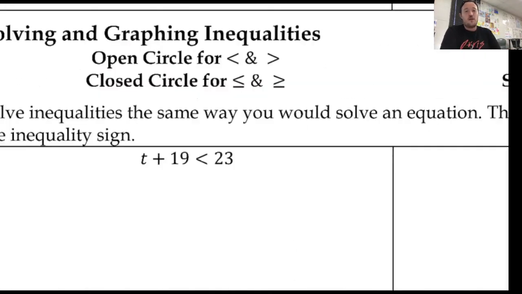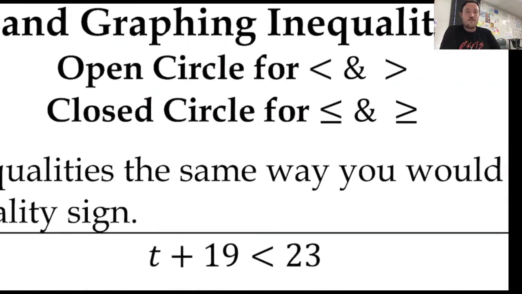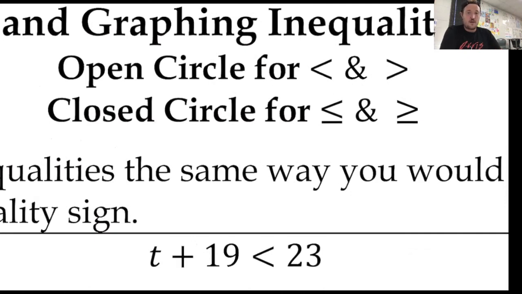So looking here, we have 4 different types of inequalities. Less than, greater than, less than or equal to, and greater than or equal to. So those are our 4 different inequality signs. So here's the thing. If you cannot be equal to it, so it has to be strictly less than or strictly greater than, we're going to be using an open circle.